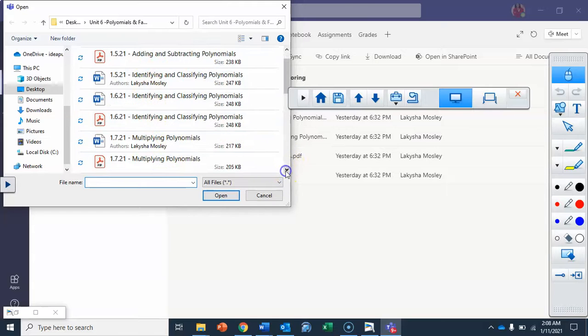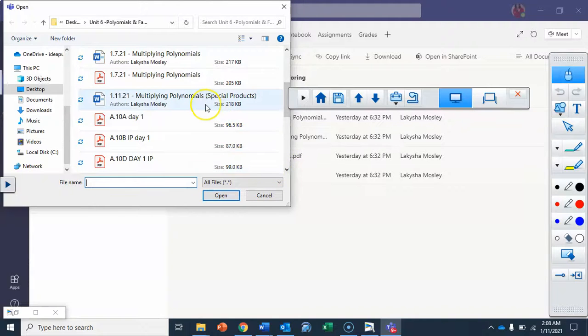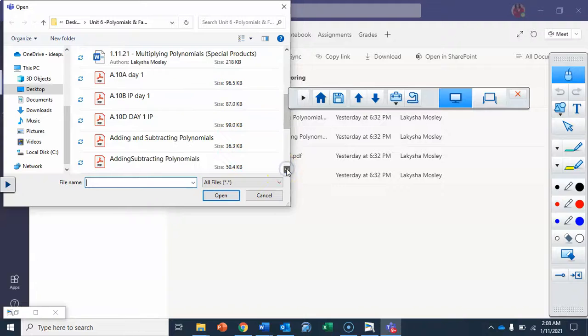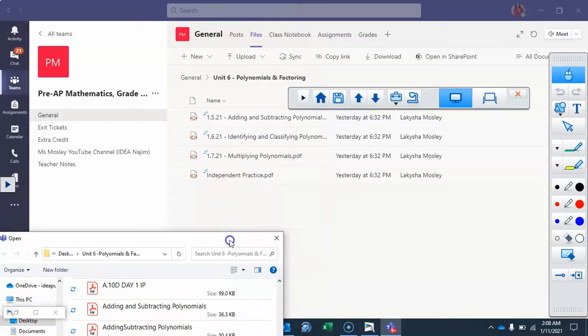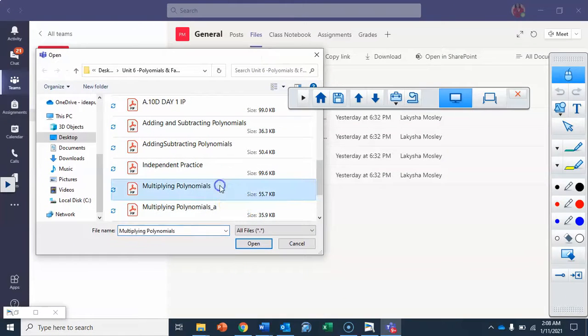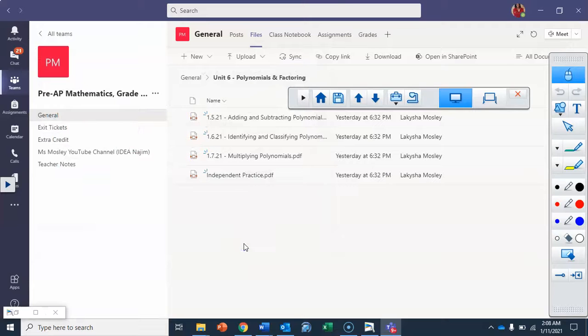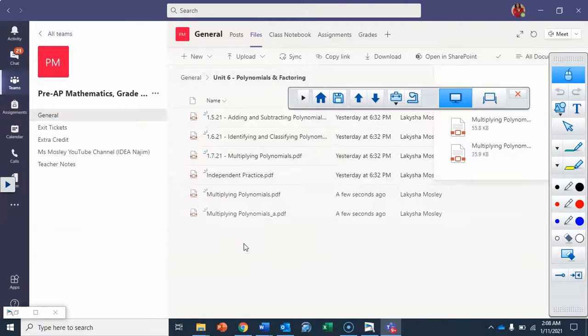5, 6, January 7th, Special Products, I'm doing that now. Independent practice, multiplying polynomials. Oh yeah, these 2 are some extra practice. So I forgot to add those into here. There should be in each folder, let me know in your tile if you don't see it, 6 different files in the Unit 6 folder. And then I will present to you special products today, and then I'll upload another PDF to put there.